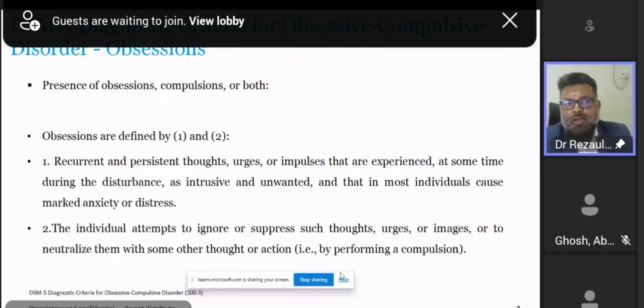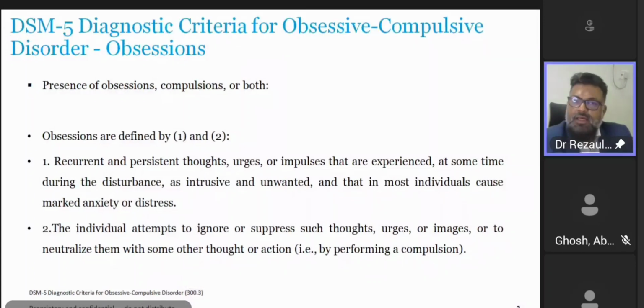If we see the diagnostic criteria of obsessive compulsive disorder, the presence of obsessions and compulsions are both required. Obsessions are defined by recurrent and persistent thoughts, urges, or impulses that are experienced at some time during the disturbance as intrusive and unwanted, and that in most individuals cause marked anxiety or distress. The individual attempts to ignore or suppress such thoughts, urges, or images, or to neutralize them with some other thought or action, mostly performing a compulsion.